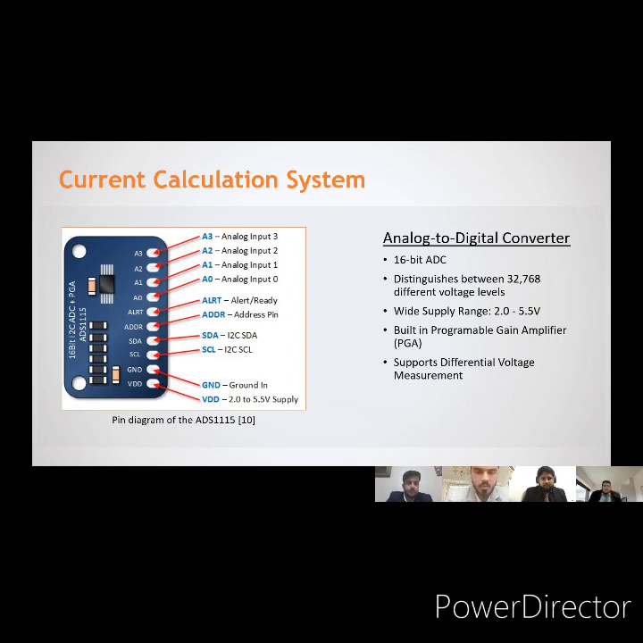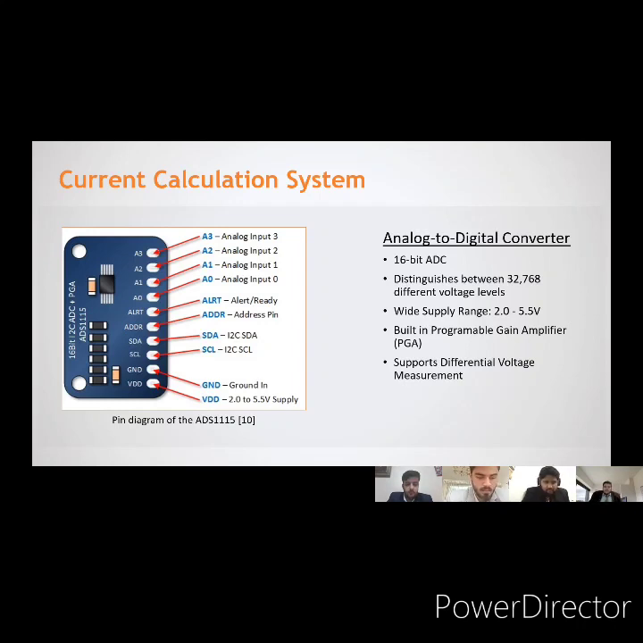Next is the hardware system: the ADC, or analog to digital converter, in our system to measure the voltage. Our chosen ADC was a 16-bit ADC that has 1 bit reserved for the sign of the voltage and 15 bits that can distinguish between about 32,000 different voltage levels. Our ADC of choice was the ADS1115 chip, which has a wide supply range and has a built-in programmable amplifier that can add more flexibility to our system.